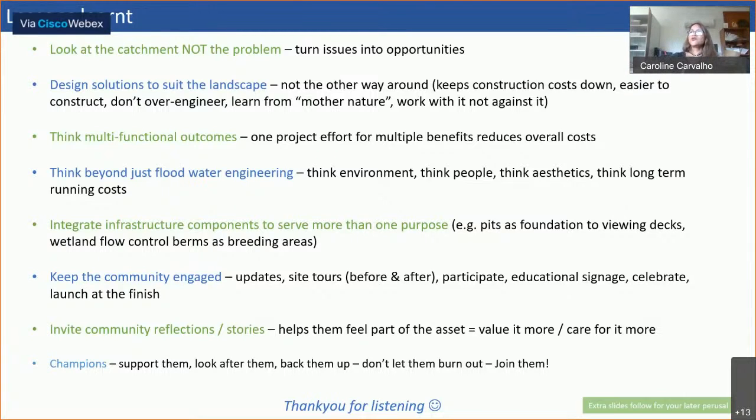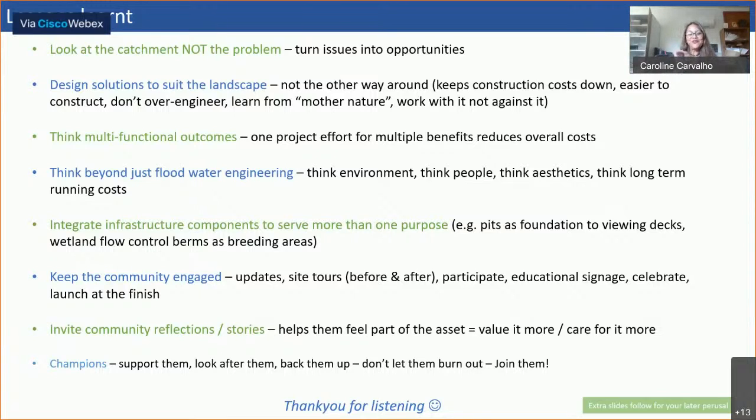Think beyond just floodwater engineering. Think about environment, people, aesthetics, long-term maintenance and running costs. Integrate infrastructure components to serve more than one purpose. Keep the community engaged. Invite community reflections and stories, and there will be some slides that I won't show you.